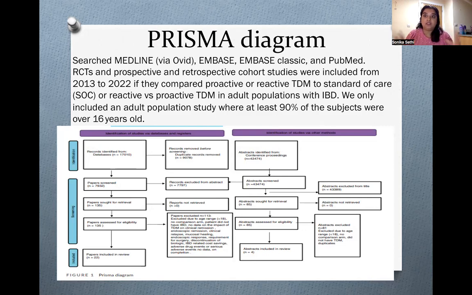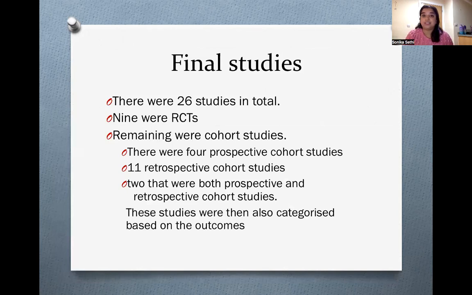As you can see, we started with a very large number of records, and then we brought them down using the Rayyan web tool, and ended up having 22 papers in our review and 4 abstracts. This led us to 26 studies in total, 9 of which were randomized controlled trials, 4 prospective cohort studies, 11 retrospective cohort studies, and 2 that were both prospective and retrospective. We then categorized these studies based on the outcomes that they concluded with.